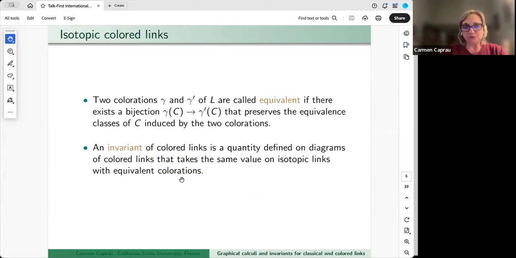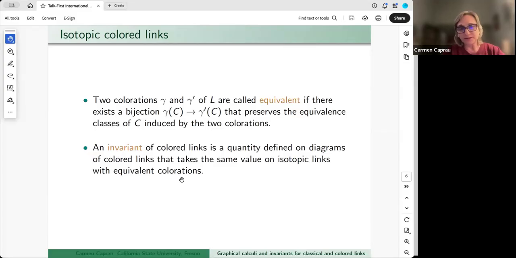But you may have functions, so two colorations that are not the same, but they are equivalent. And what we mean by that is there is a bijection between the image sets of the two colorations that preserve the equivalence classes of the set of components of the links that are induced by the coloration. So in other words, colors per se do not matter, or if you use numbers to associate to those colors, they do not matter. It's only how we partition the components of the links that matters.